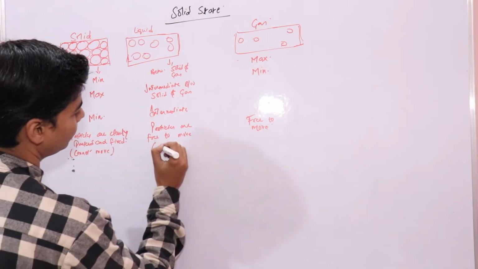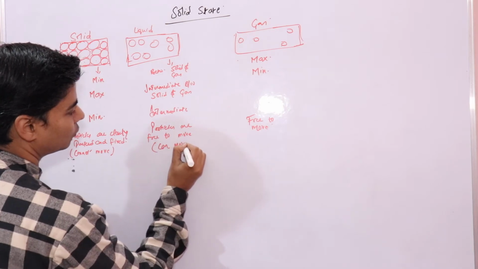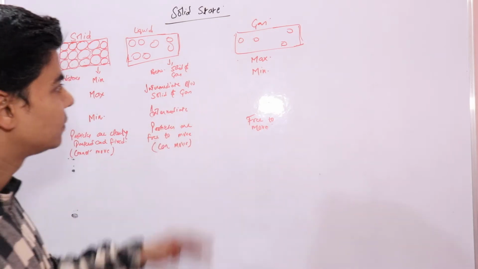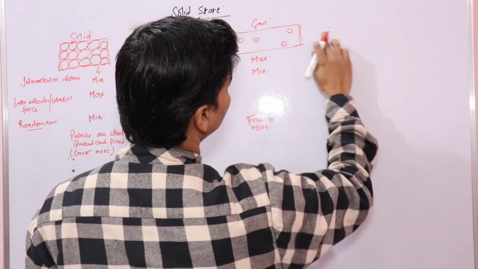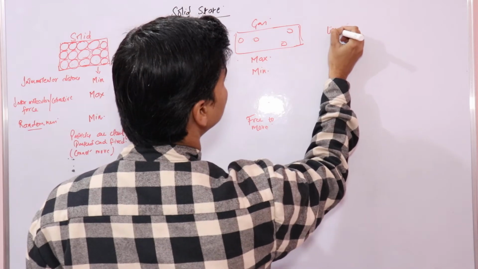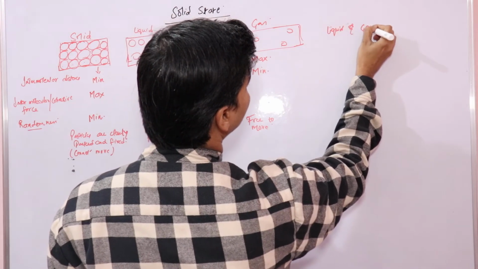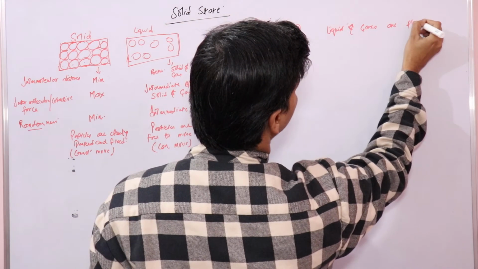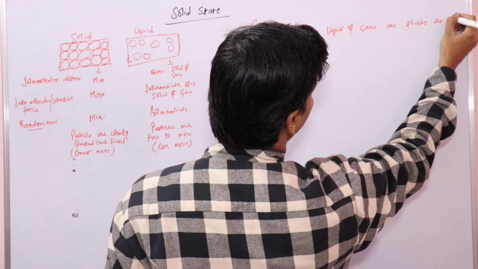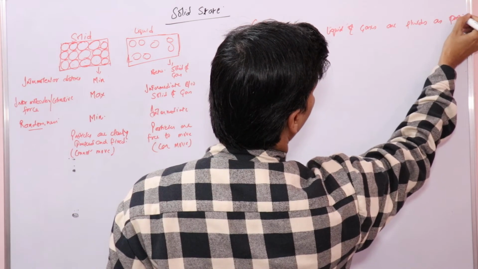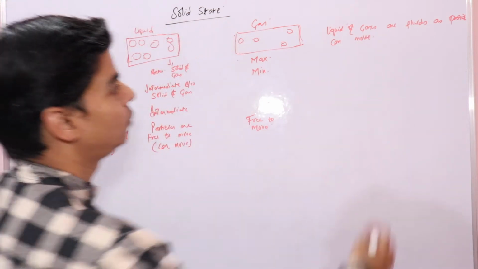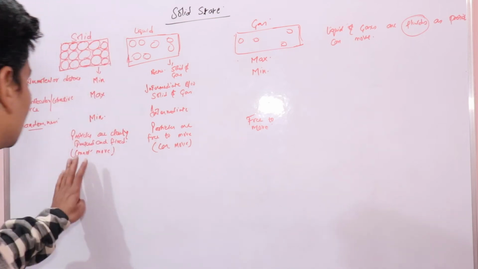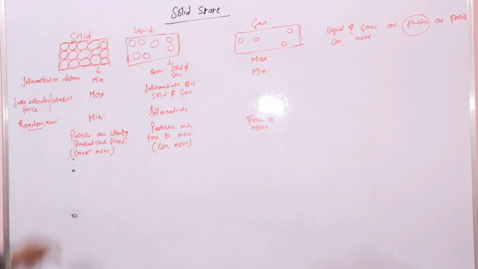And in case of liquids they can move, here also they can move. So that is why we say that liquids and gases are fluids, as particles can move. Because the constituent particles can move, they act as fluids, right? Whereas solids cannot act like fluids because constituent particles are fixed in their position. They cannot move, right?